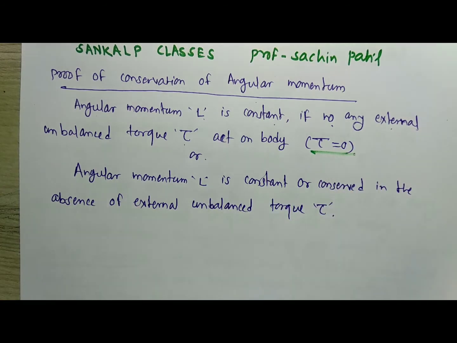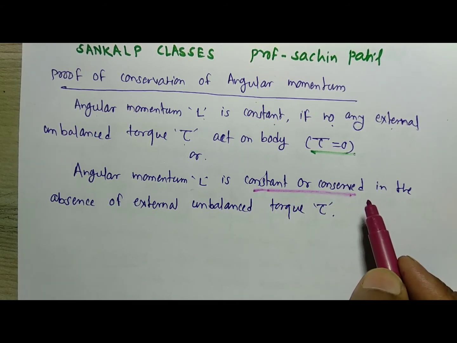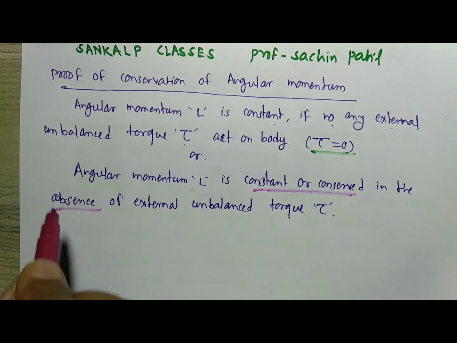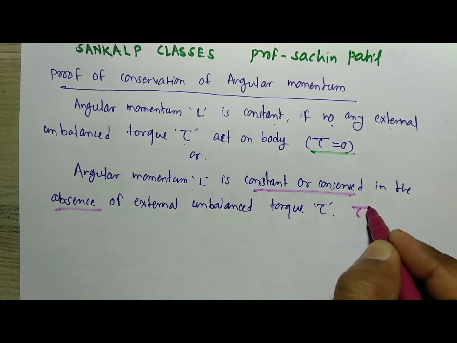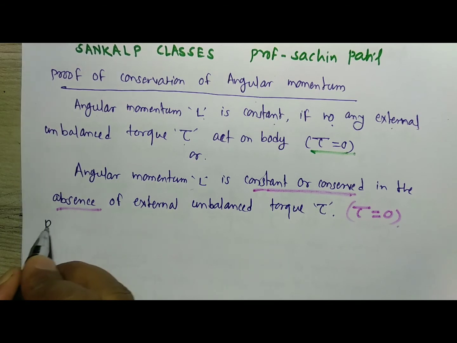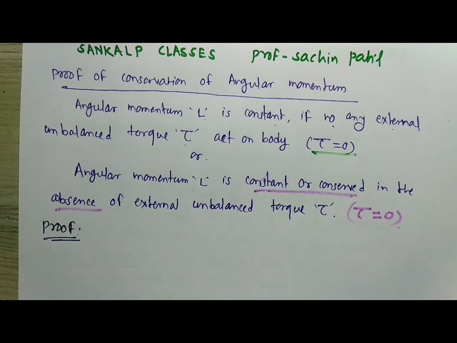First of all, you have to get the consideration related to that one: tau is equal to 0, or angular momentum is a constant, or conserved, if there is an absence of torque acting on that body. Absence of torque is nothing but tau equal to 0, and therefore we want to take the proof of that. By using that proof, you will get that angular momentum becomes a constant when the torque acting on the body is 0, or is absent.